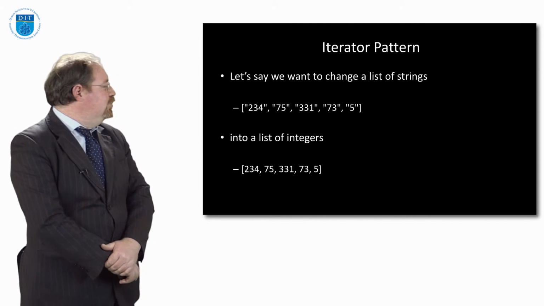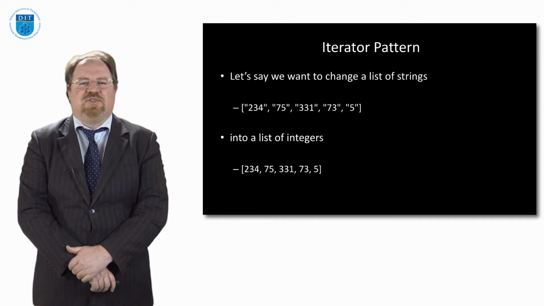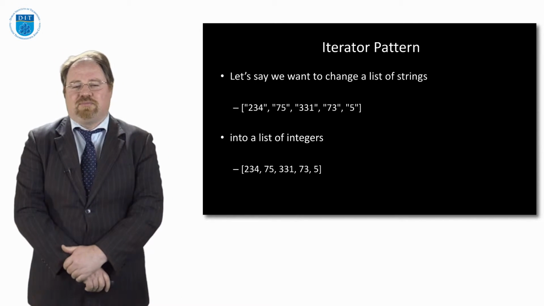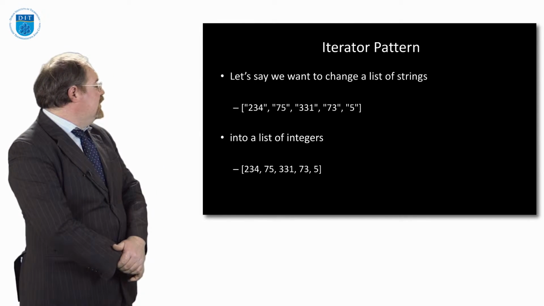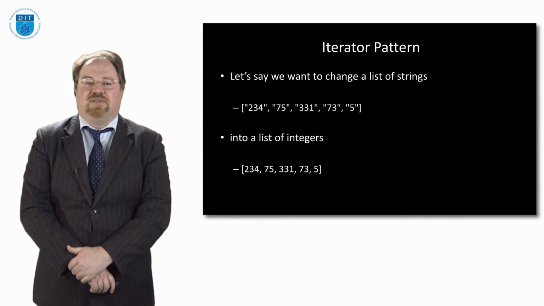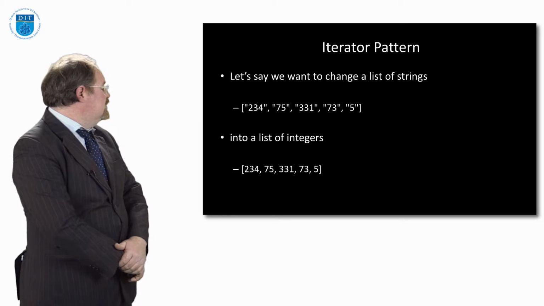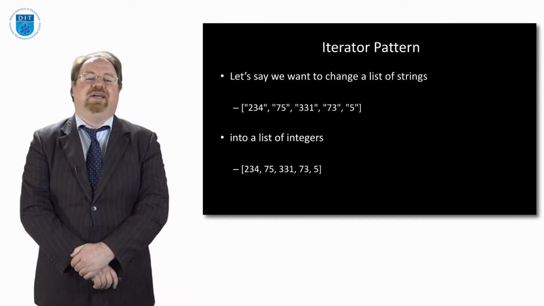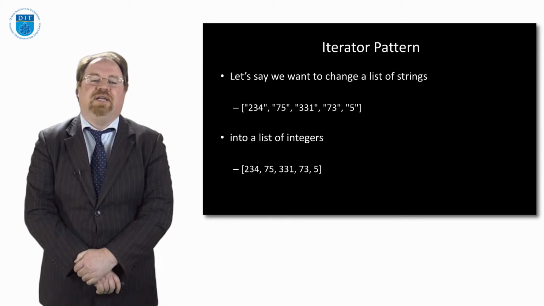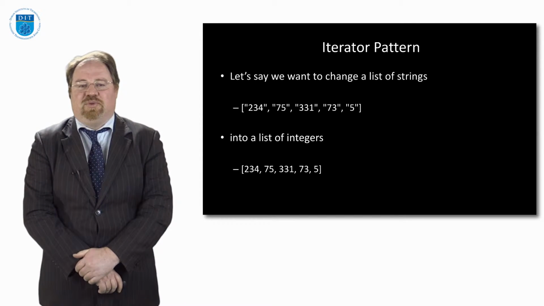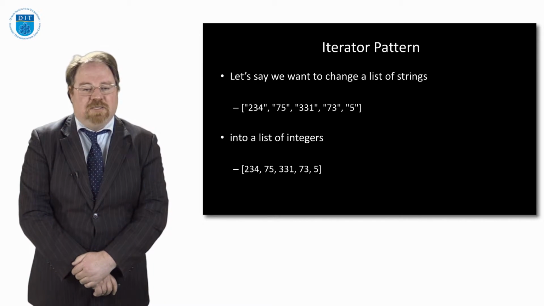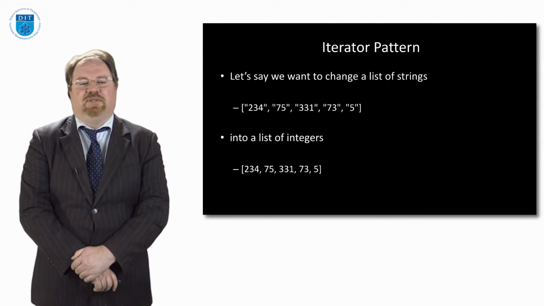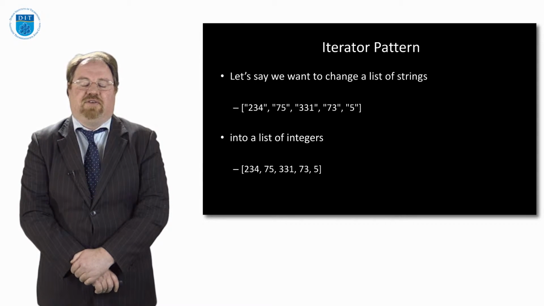So let's say we had a problem. We had a list of strings, and these strings are strings of numbers, and we want to convert them into actual numbers or integers. So we have a list with the string 234, the string 75, the string 331, the string 73, and the string 5, and we want to convert them into the numbers 234, 75, 331, 73, and 5. How would we do it? There's a million ways of doing it in Python. Probably the most obvious way would be to create a new list, process each element in the list, and just convert that using the int to convert it into an integer.